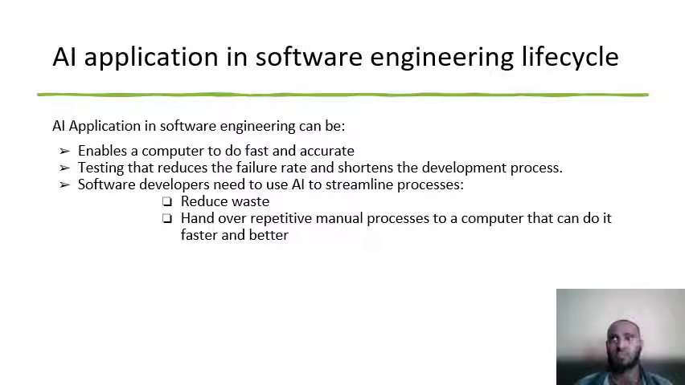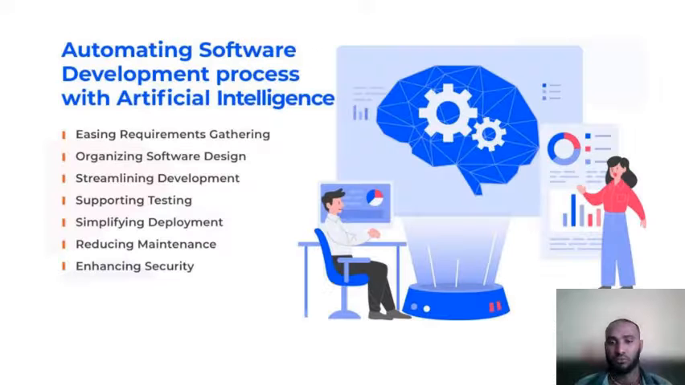AI can double, triple the speed and accuracy of a computer nowadays. Tests that reduce a failure rate and shorten the development process. Yeah, definitely. AI also reduces the test process by creating a dashboard.